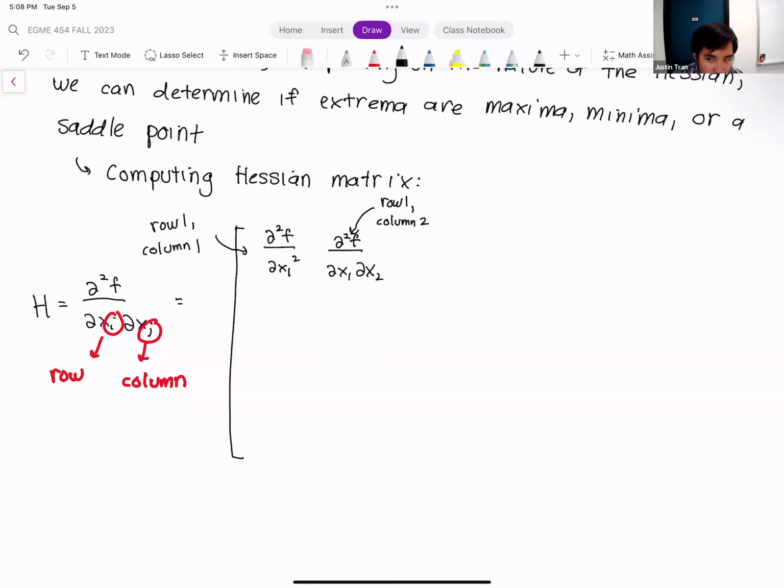We can continue that trend down the length of this row. So we have partial squared f, partial x1, partial x3, okay. And this is going to continue until you reach the n, which is the number of your design variables. Okay? And so the last entry in this row is going to be partial squared f, partial x1, partial xn.